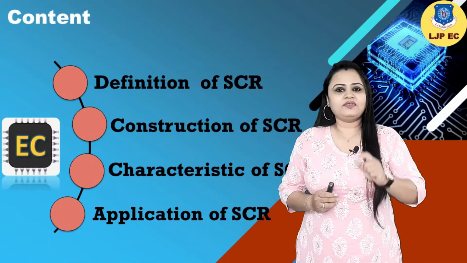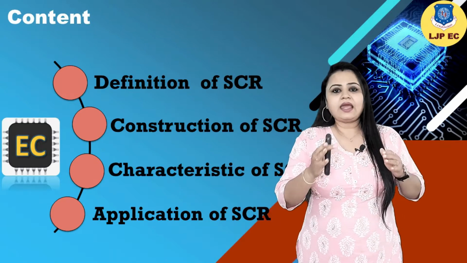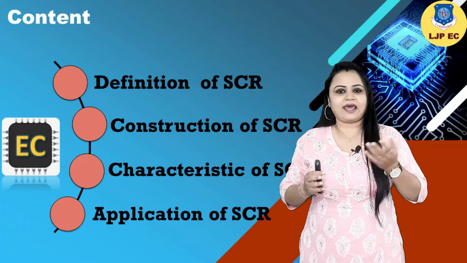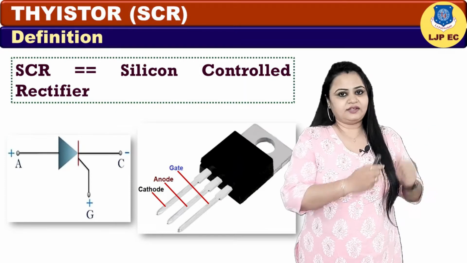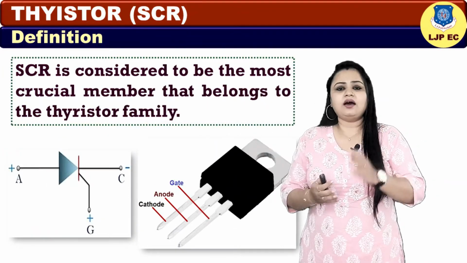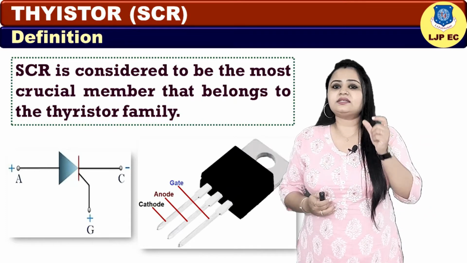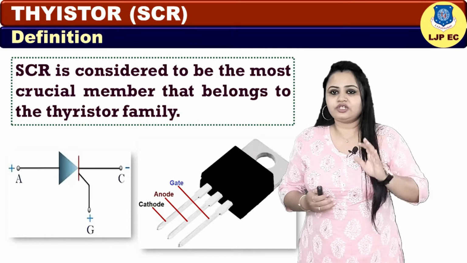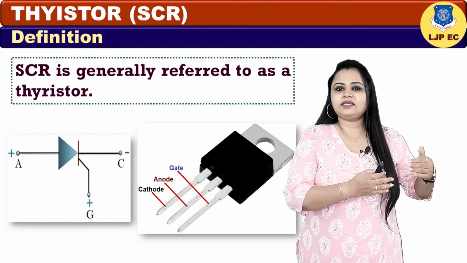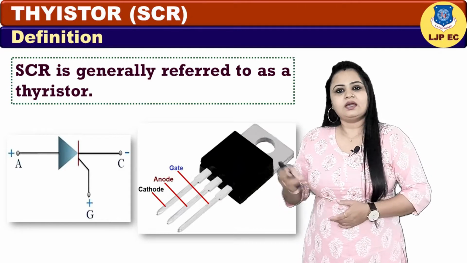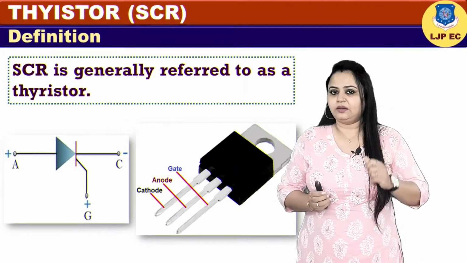After the completion of this session, you will be able to learn SCR and its working along with its characteristic. SCR stands for Silicon Controlled Rectifier. Though there exists a large classification of thyristor, however, SCR is considered to be the most crucial member of that family. Thus, thyristor or SCR are referred equal. This is the symbol of SCR, which includes anode, cathode and gate terminal.